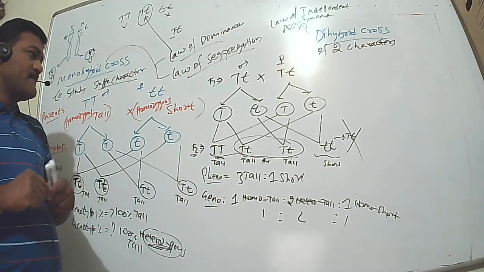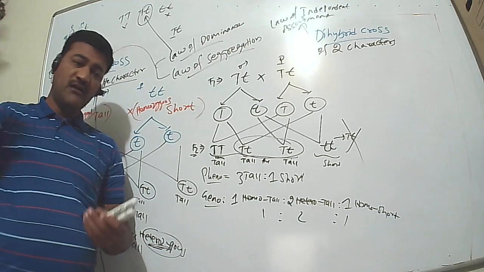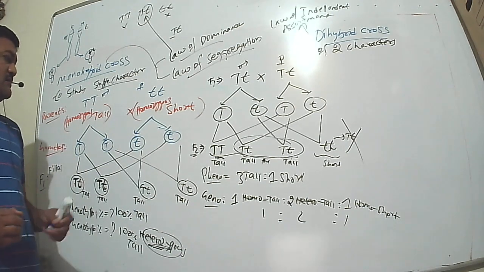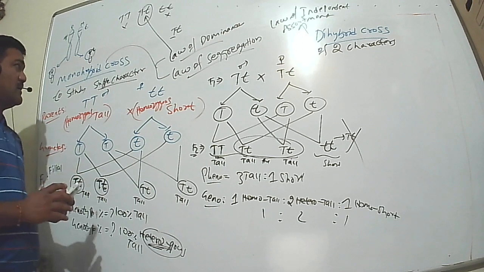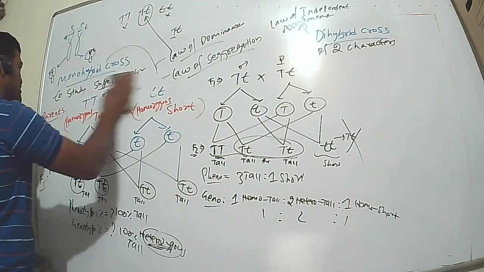Because besides a recessive allele, if you have a dominant allele, definitely that dominant allele will be expressed, and it will mask this recessive allele. This is the F2 generation. Now, I'll give you one example of this monohybrid cross.